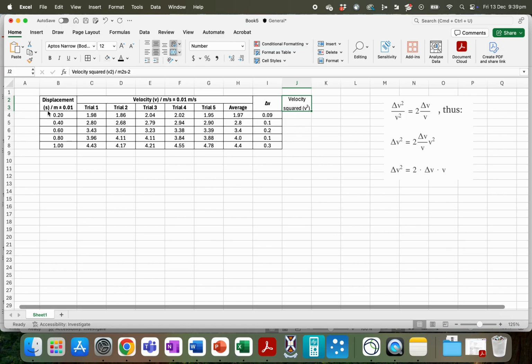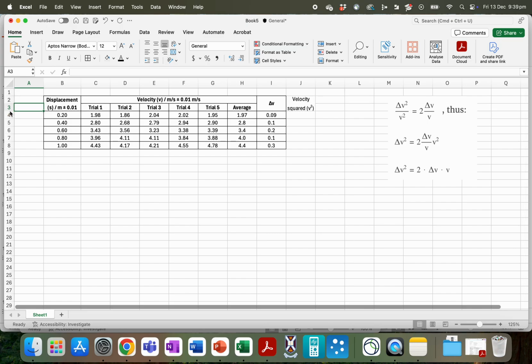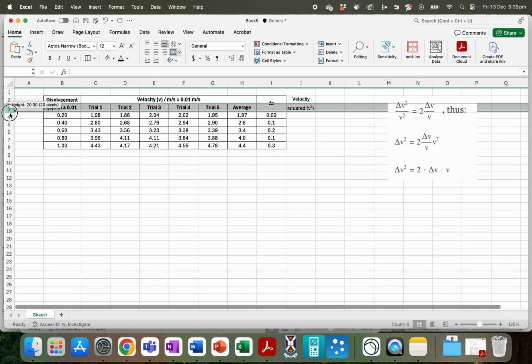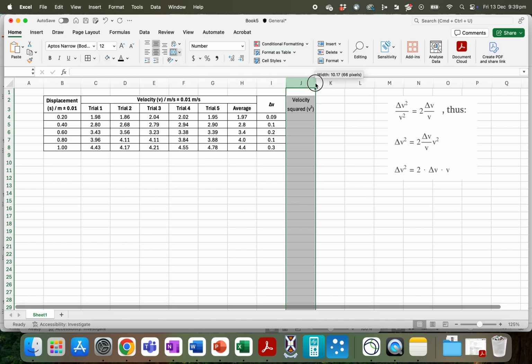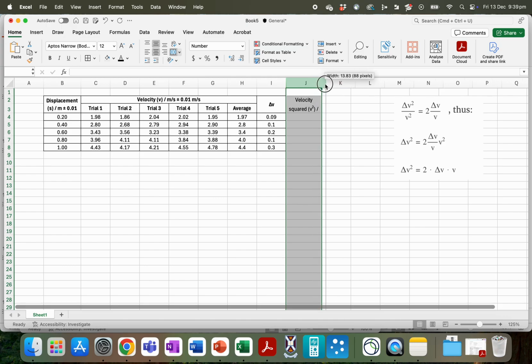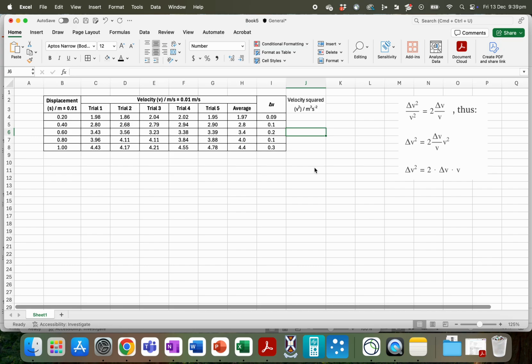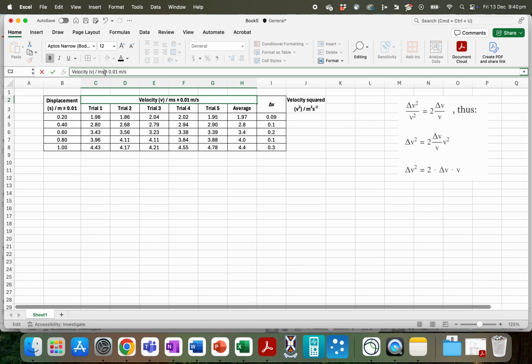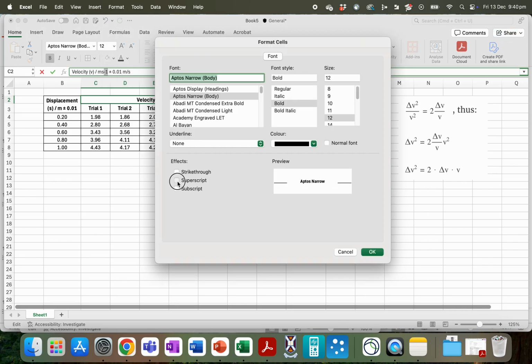Can't quite see everything in here, so maybe I'll just change the row and maybe the width as well. Okay, there you go. So we can see everything now. Let's bold it. Okay, so we could also go back and change this now, make it more IB physics like. So ms minus 1, format cells, superscript.